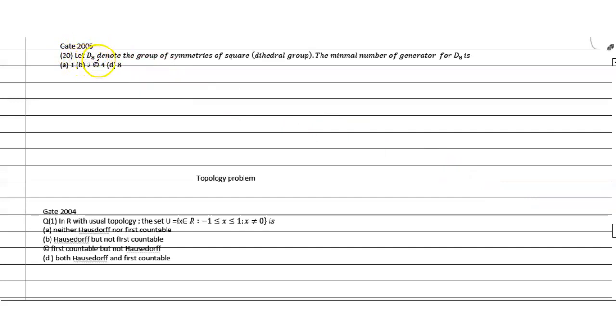Again, the question is GATE 2005. Let D8 denote the symmetry of the square. The minimal number of generators for D8 is? So the minimal number of generators for D8 is 2, because D8 is the group of symmetries of a square, the dihedral group.